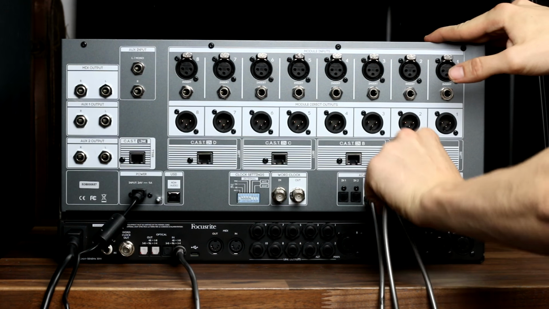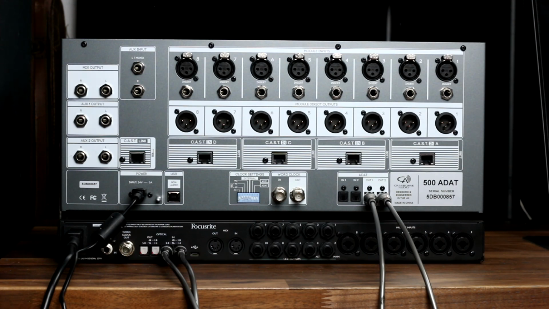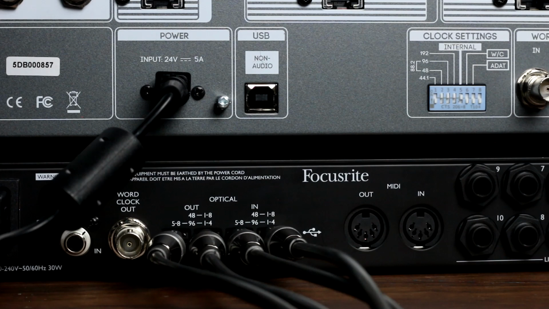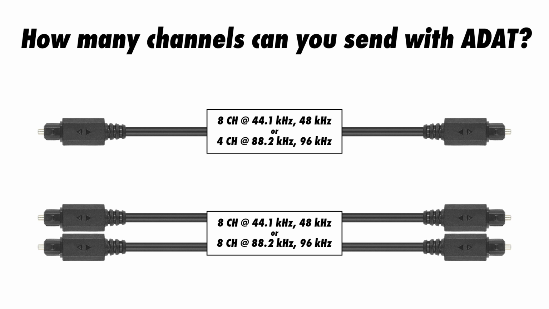However, both the Focusrite 18i20 and the Cranborne Audio 500 ADAT have dual ADAT connections. As you can see, I've connected the 2 outputs of the Focusrite Scarlett 18i20 to the 2 inputs on the back of the Cranborne Audio 500 ADAT, and vice versa. But this doesn't give me the ability to route 16 channels each way as you might expect, because the ADAT protocol is limited to 8 channels. All it does is allow me to use a higher sample rate if needed.